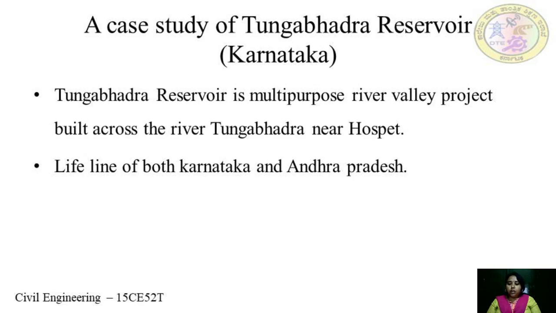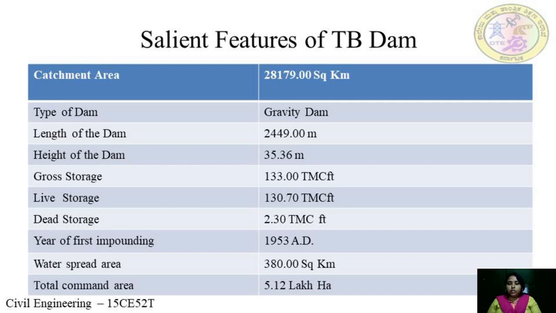Tungabhadra Reservoir is a multi-purpose river valley project built across the Tungabhadra near Hospet, in Ballari district of Karnataka. It is the lifeline for two states because it satisfies the need for irrigation, power generation, domestic and industrial use for both the states. These are some salient features of Tungabhadra Dam.